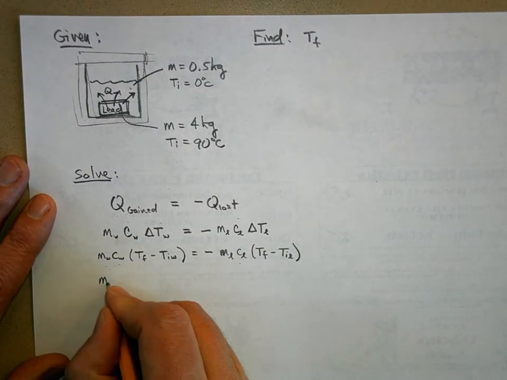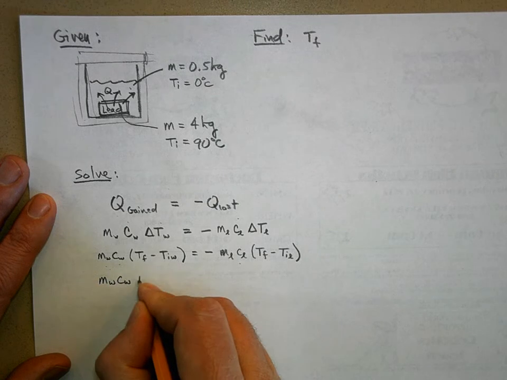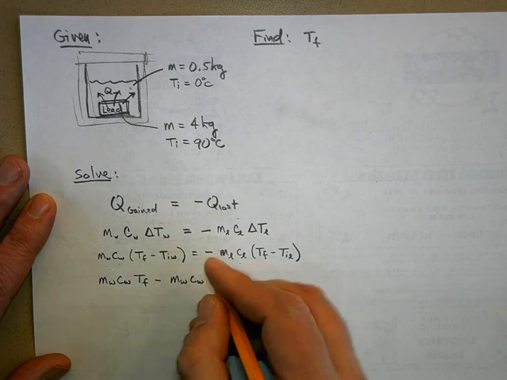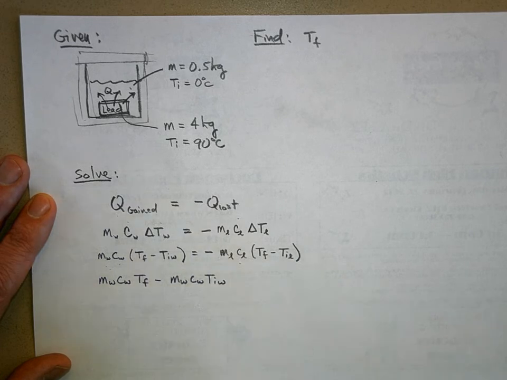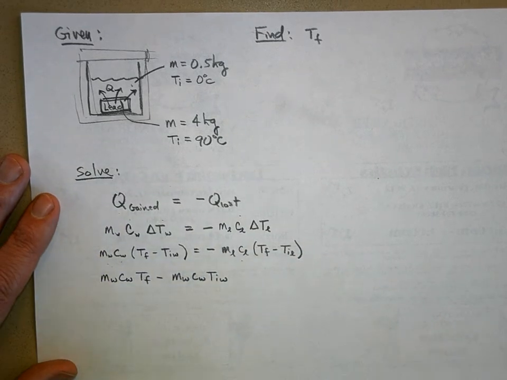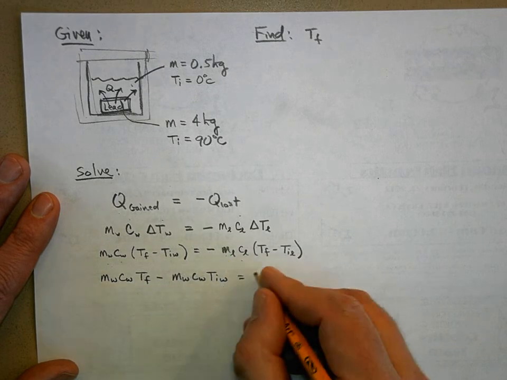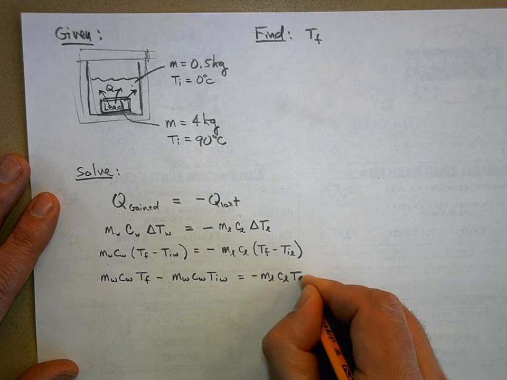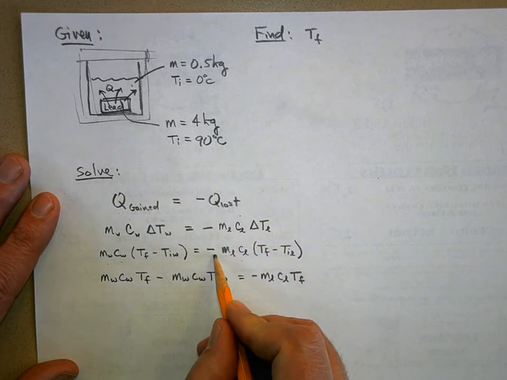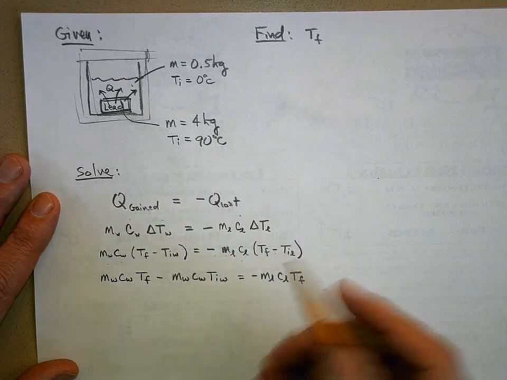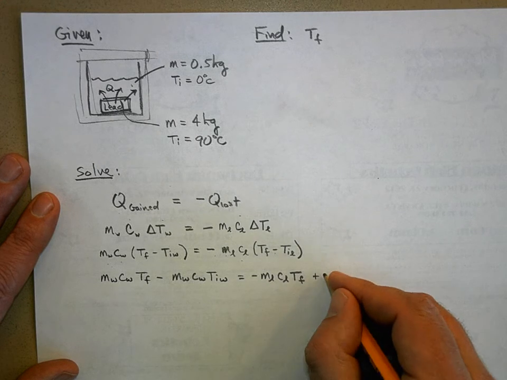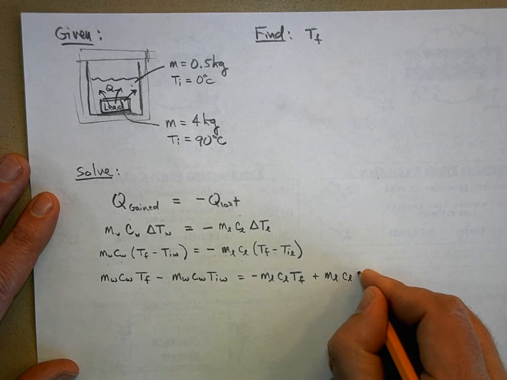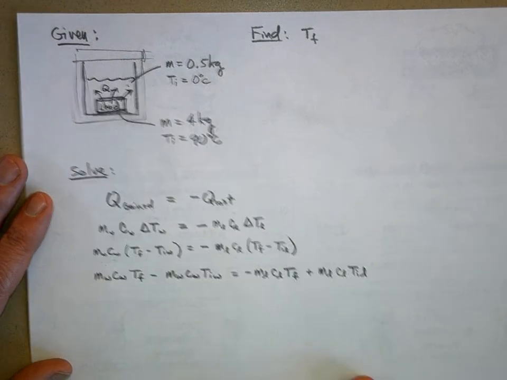M_W C_W T final minus M_W C_W T initial W. See how long that is? And then equals negative M lead C lead T final. Now minus a negative, or negative a minus, becomes plus M_L C_L T initial L. Does everybody understand what I just did there?